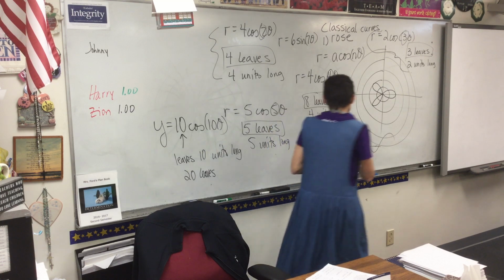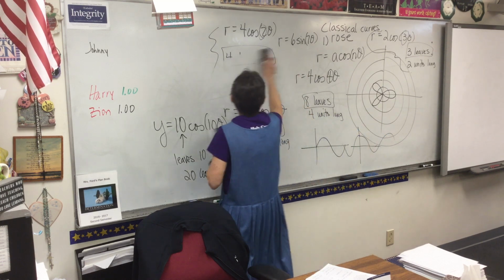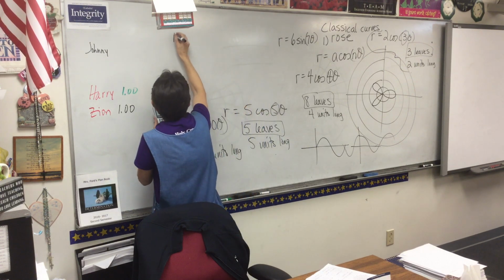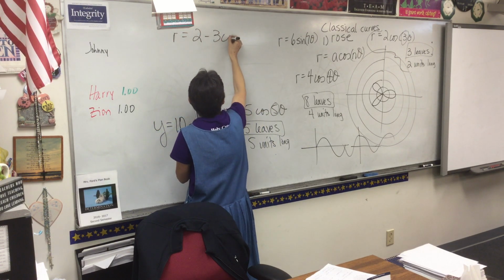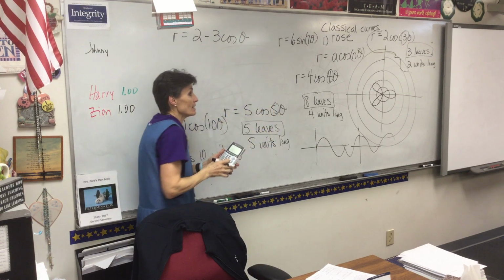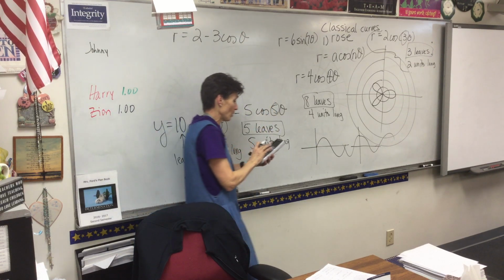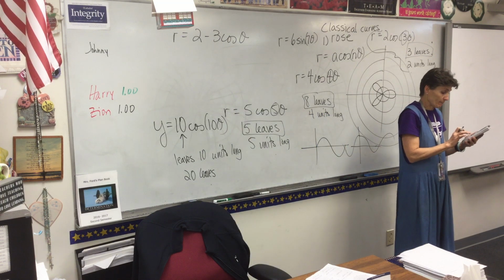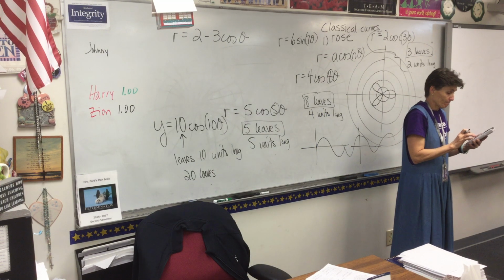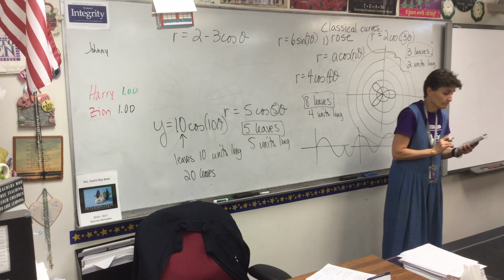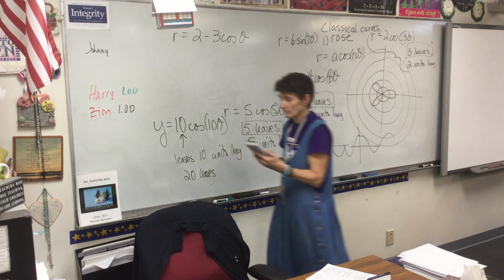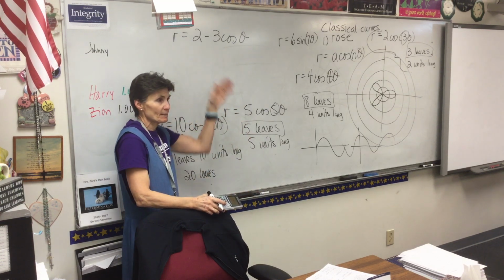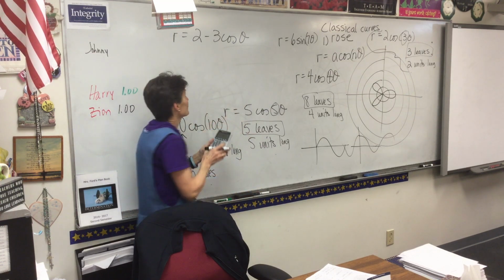All right, I would like you to graph this. Don't change anything, just type in a new equation. I want you to type R equals 2 minus 3 cosine theta. Now this is not going to be a rose. This is going to be a different equation. Whoa. Now, would you agree that is not a rose, right? You don't see petals and all that stuff.